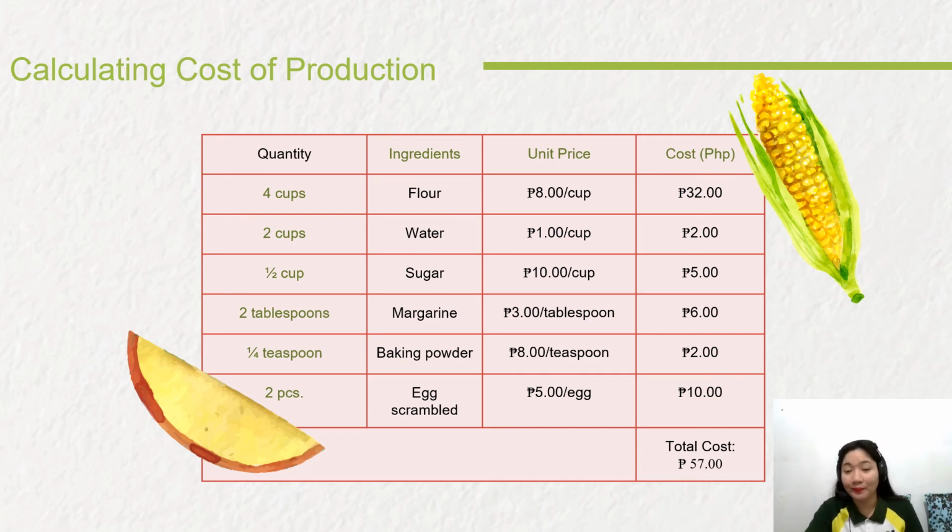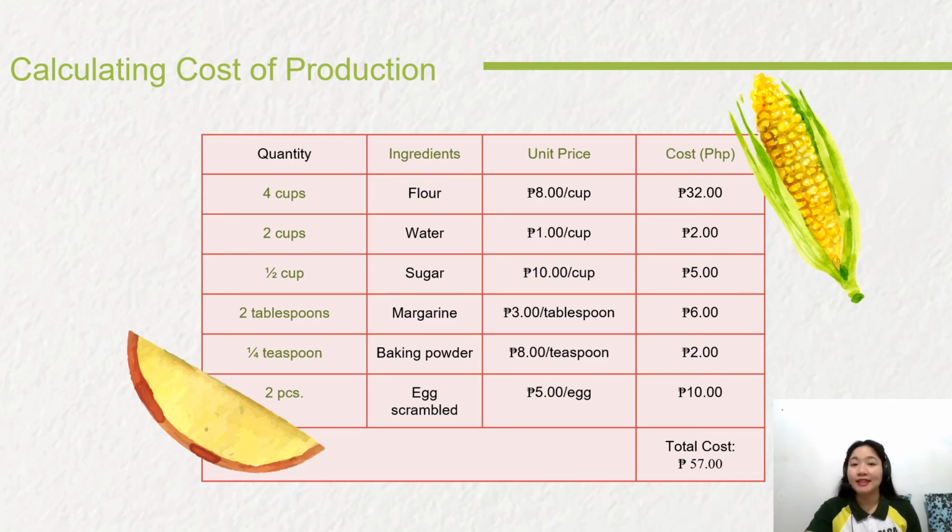We got 32 pesos. So the same formula follows. For example, we have 8 pesos per teaspoon and you'll be needing 1/4 teaspoon. 5 pesos per egg and you'll be needing 2 pieces only. So that's how we are going to calculate the cost of production. And of course, you are going to add the cost of each ingredient. So we derive our answer through the basic mathematical operation.